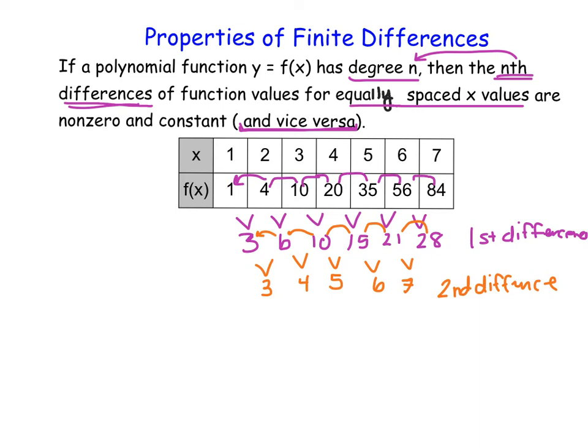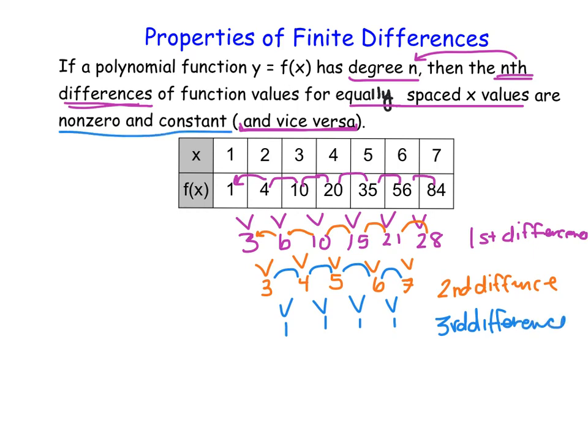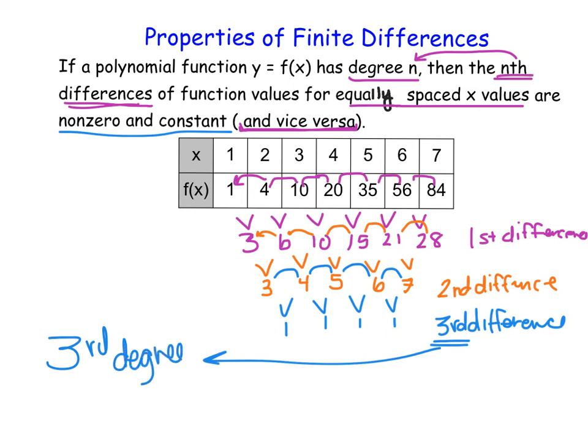Now we can take this another layer, and we can see what the third difference is. 4 minus 3 is 1, 5 minus 4 is 1, 6 minus 5 is 1, 7 minus 6 is 1. So our third difference here is resulting in what's called a non-zero constant. 1, 1, 1, 1. It's non-zero and it's consistent. It's the same value. Because this is the third difference, this is telling us that we have a third degree polynomial, which, because third degree is we're cubing something, is called a cubic function.